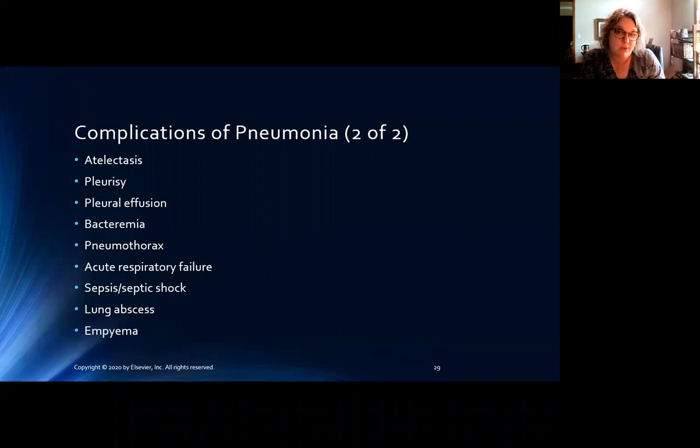Bacteremia, where bacteria enters the bloodstream. Pneumothorax, where there's a collapsed lung. Acute respiratory failure, where the lungs have just been working so hard for so long that they can't do it anymore and they just give up.